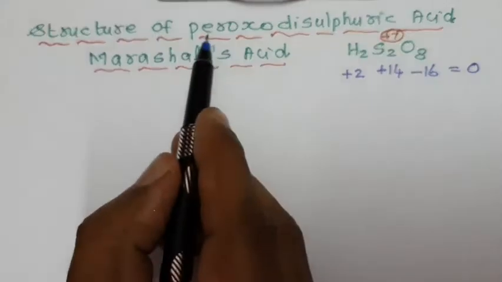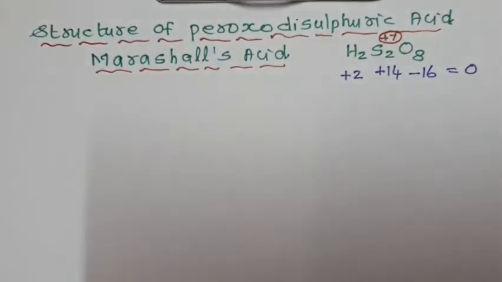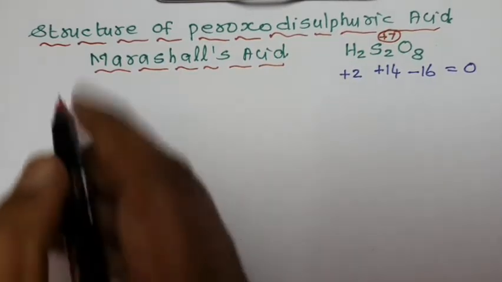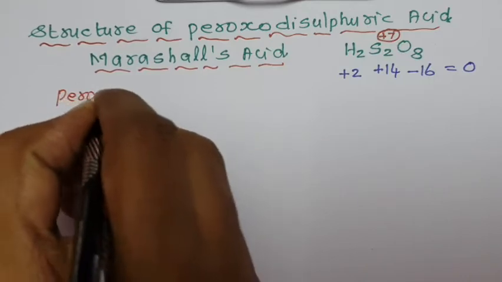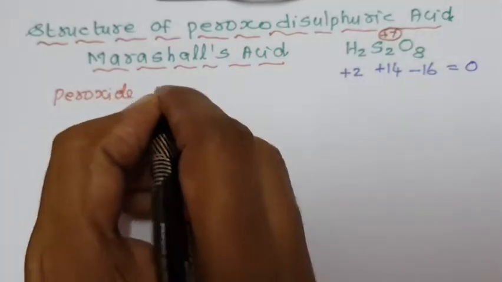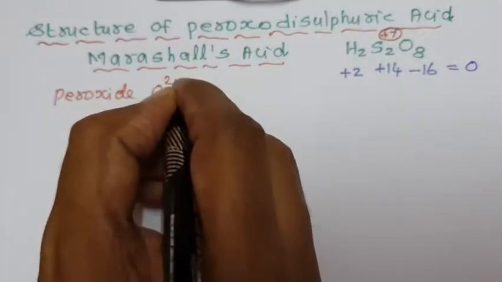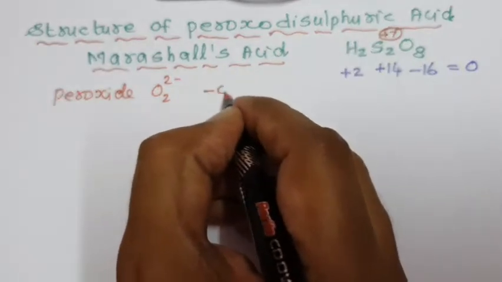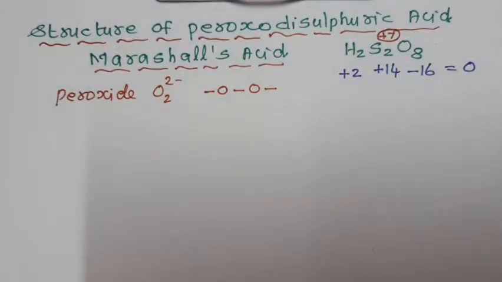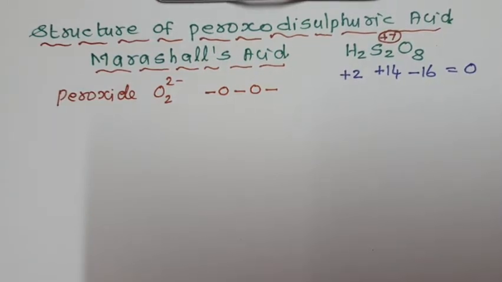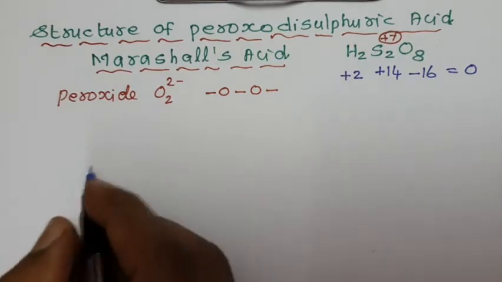The peroxo word indicates a peroxide structure in this acid. Peroxide, O2 2 minus ion. Single bond oxygen, single bond oxygen, single bond. This is the peroxide structure. Now we are going to draw the structure of peroxo disulfuric acid.